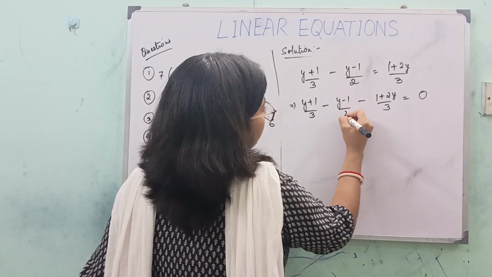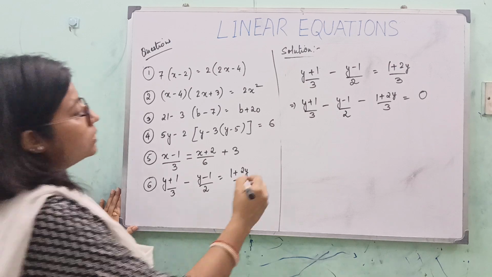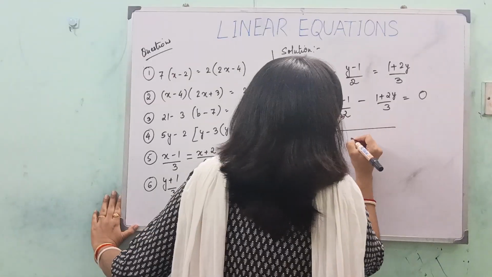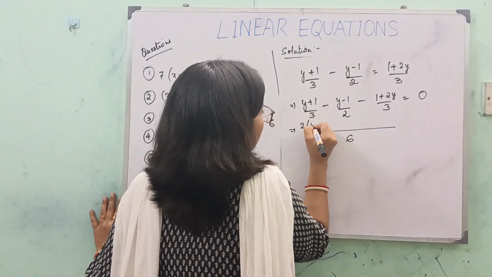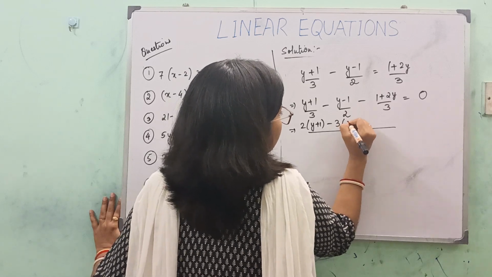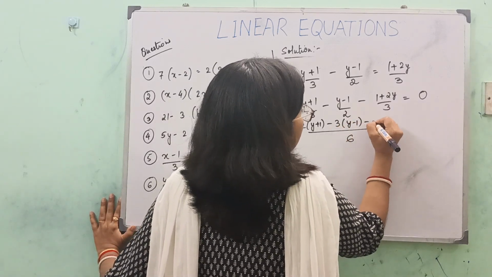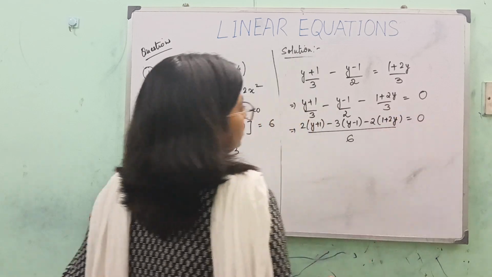This is a 2. So every term is shifted to the left hand side. Now the LCM is 6. Now 6 divided by 3 is 2, so 2 into y plus 1, minus 6 divided by 2 is 3, 3 into y minus 1, minus 2 into 1 plus 2y. This is equal to 0.